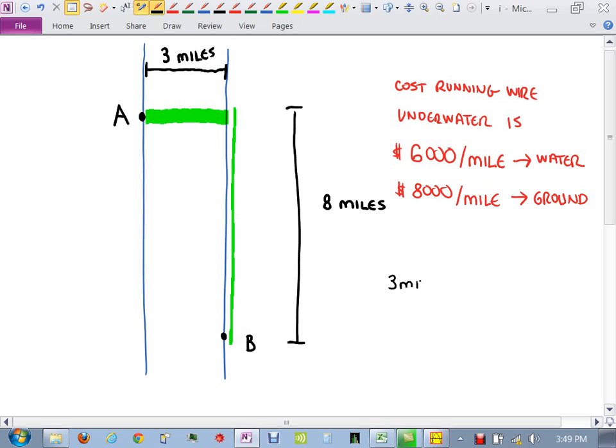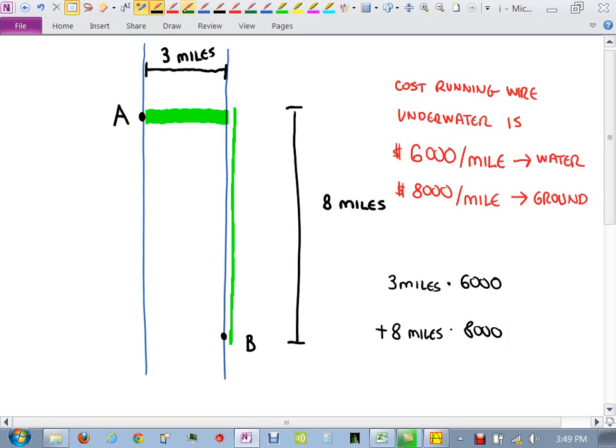So I'm going to have 3 miles times the 6,000 per mile, right? Plus the 8 miles at how much per mile? 8,000. Right? So how much would that be? What is it? 82,000. That's one way to do it.